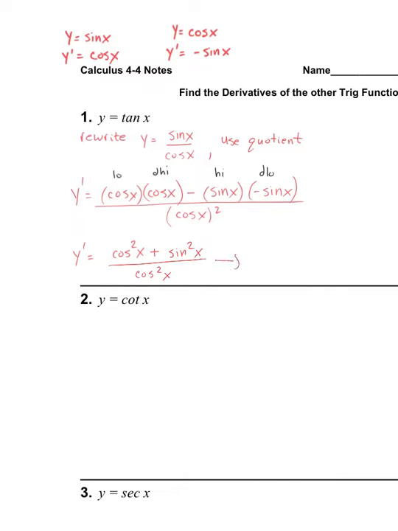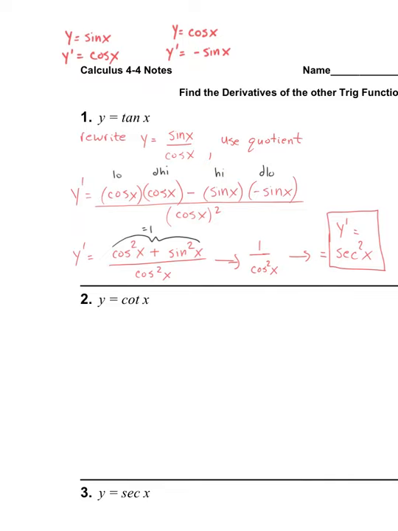Okay, now we have to go back to pre-calc, and we have to remember the Pythagorean identities. Remember, the cosine squared plus the sine squared is equal to 1. So that now becomes 1 in the numerator, 1 over the cosine squared. All right, and now we can simplify that again. The reciprocal of the cosine is the secant, so 1 over cosine squared of x is equal to the secant squared of x. So that is the derivative of the tangent.